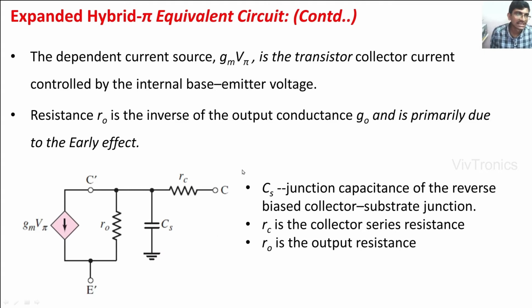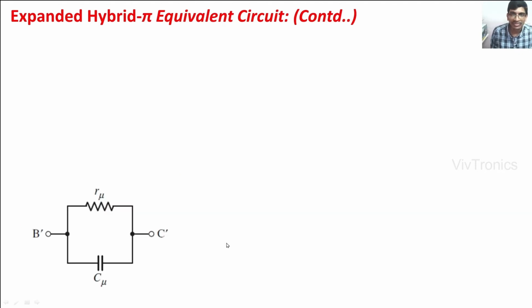This is the second part of our hybrid pi equivalent circuit, and if you go for the third part, which is in between the internal base to the internal collector terminal, it contains two components, one is R mu, another one is C mu. These R mu and C mu are called a feedback resistor and feedback capacitor because they are connected between output to the input, which means from the collector terminal to the base terminal.